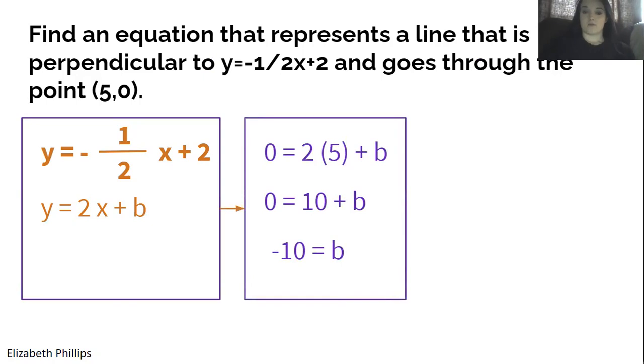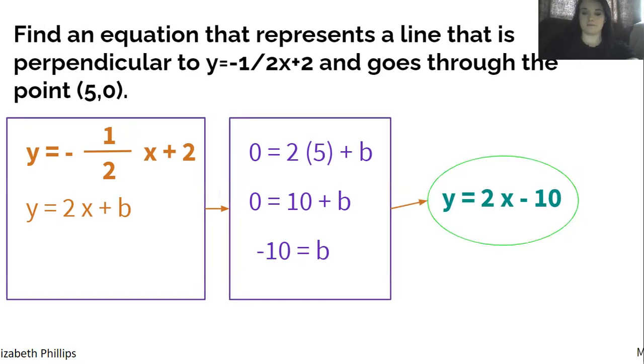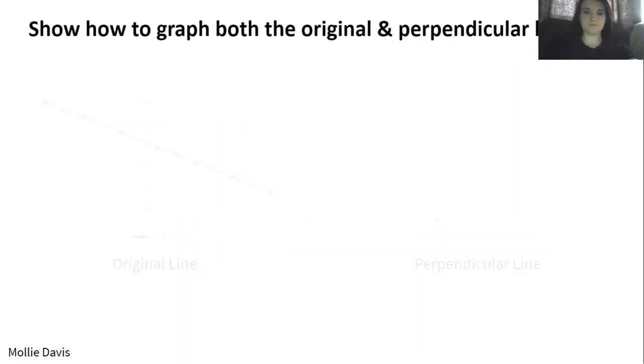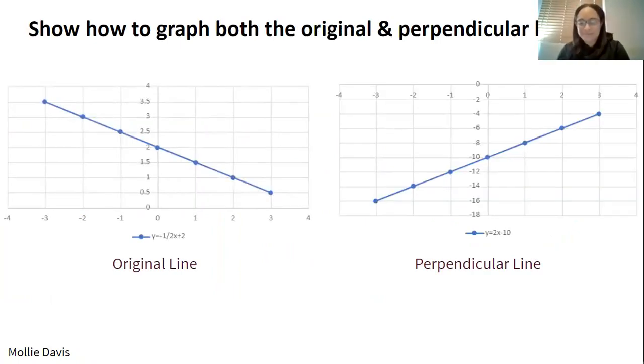Now we want to solve for b. So we're going to subtract 10 from both sides, and b should be equal to negative 10, meaning that our equation is going to be y equals 2x minus 10. Good explanation. Great job. Molly, show how to graph both the original and perpendicular lines.